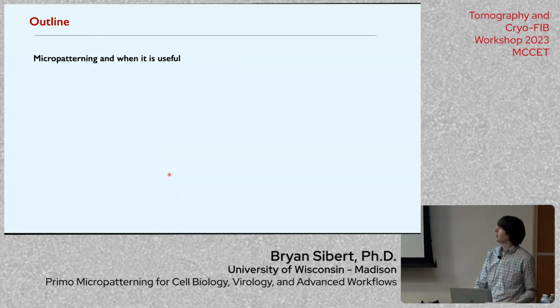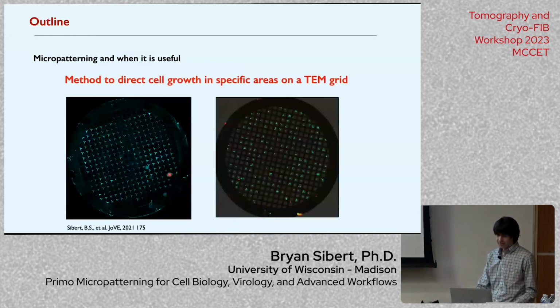So first I'll talk about what micropatterning is and when it is useful. For the purpose of this talk, I'm going to refer to micropatterning basically as a method to direct cell growth in specific areas on a grid. It's a much more versatile technique than this. You can do many more things with micropatterning, but I don't have time to talk about all of them.